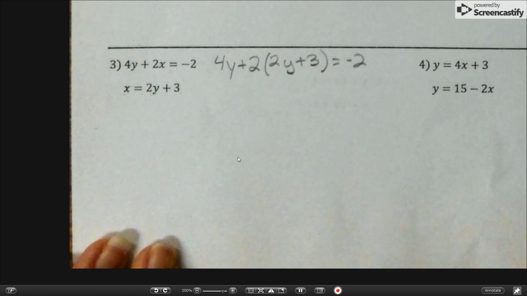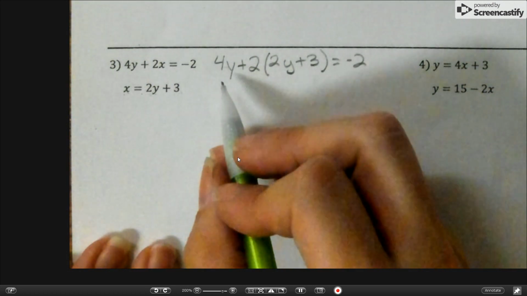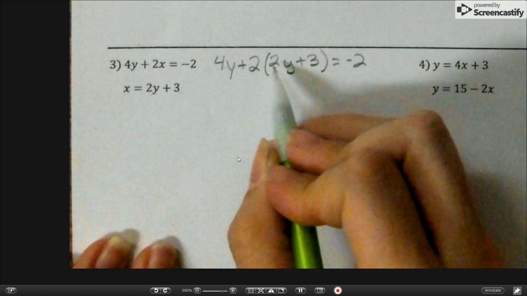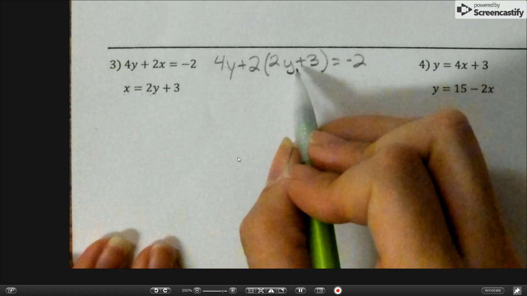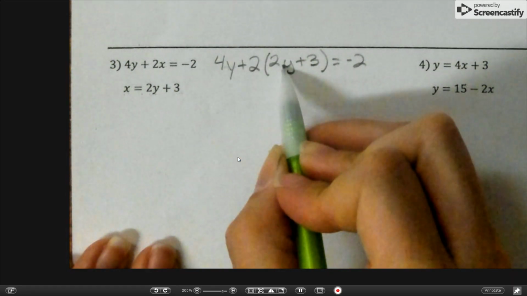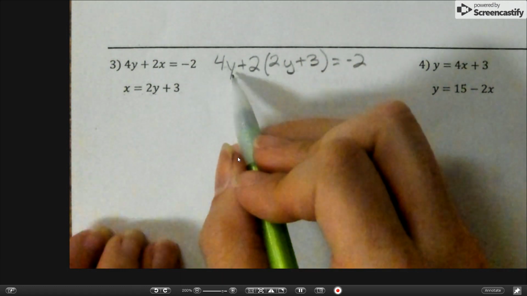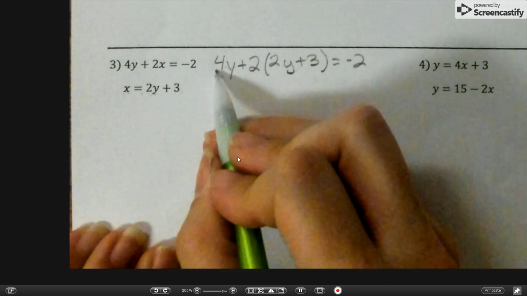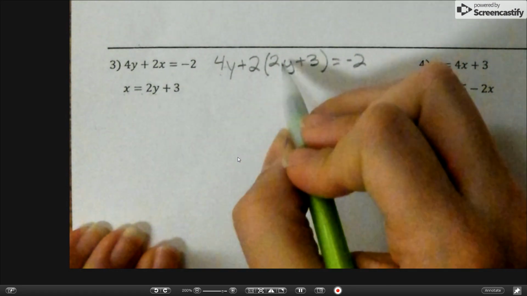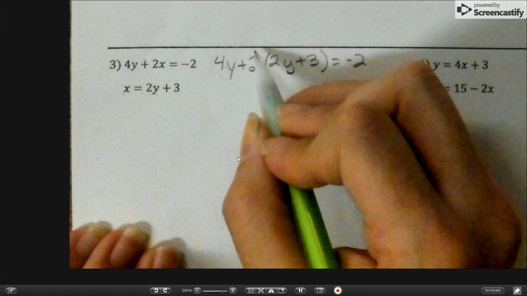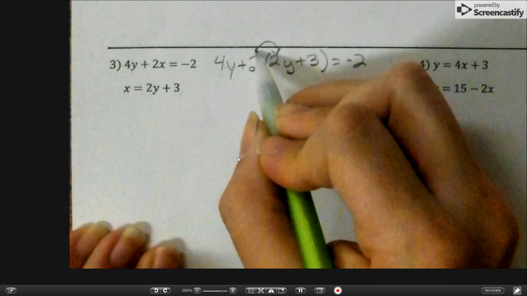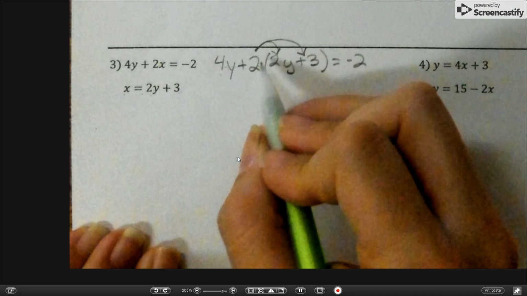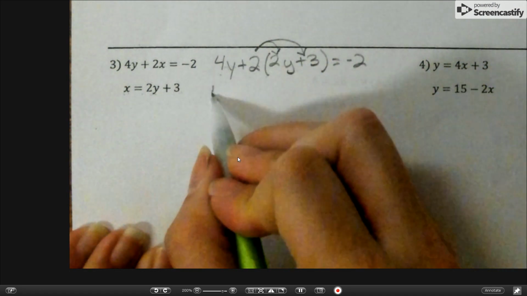equals negative 2. Also, to tell that you're on the right track, you should only have one variable when you substitute these in properly. They should both be y's or both be x's. If you have a y and an x, that means that you plugged something in or substituted wrong. So we have 4y plus 2 times, because we have a parentheses, we're going to multiply both of these terms by 2. That's called distribution. So we're going to distribute this 2 first.